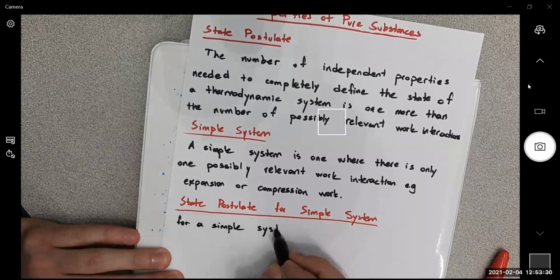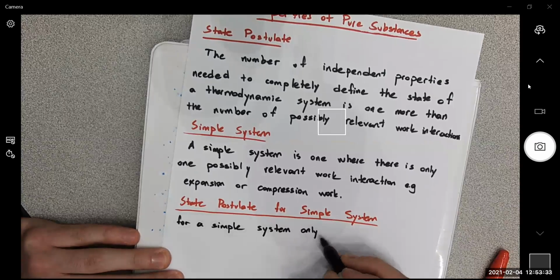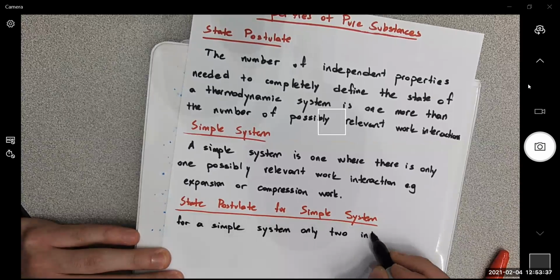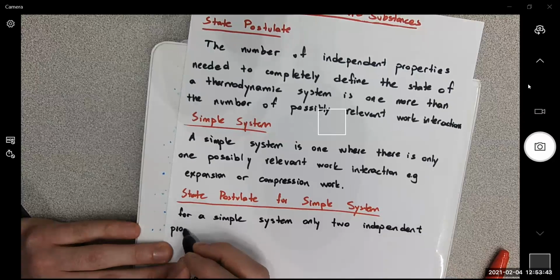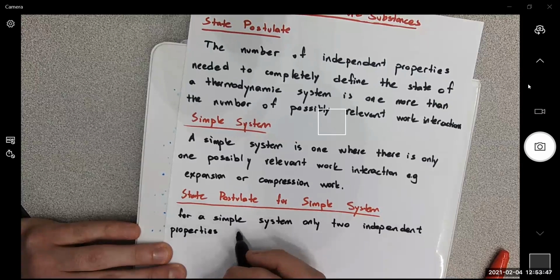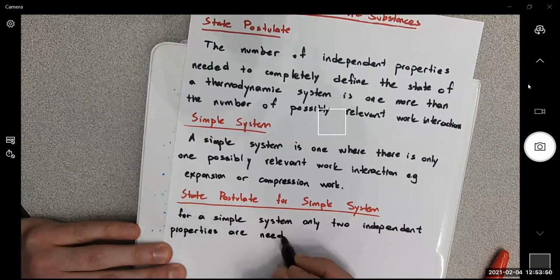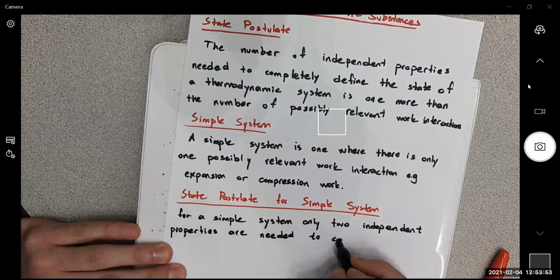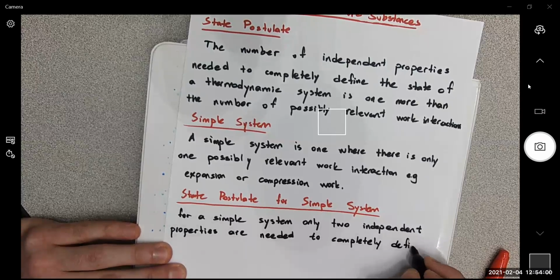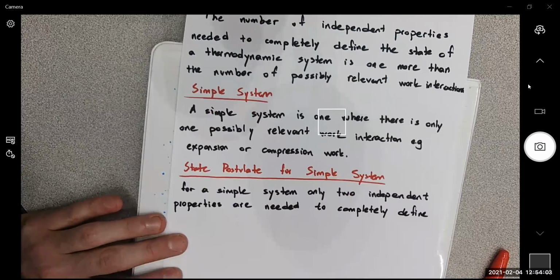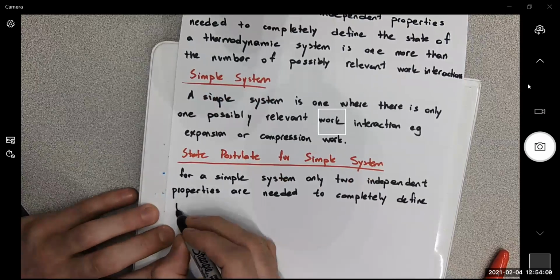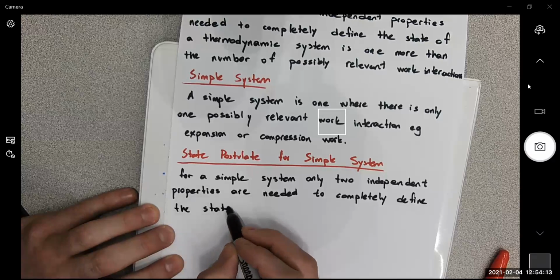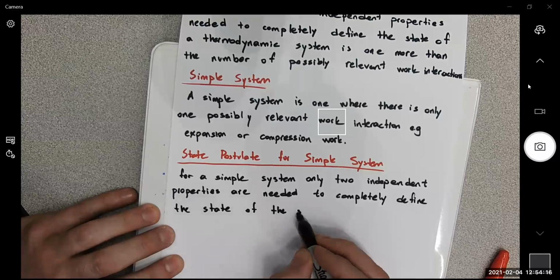For a simple system, only two independent properties are needed to completely define the state of the system.